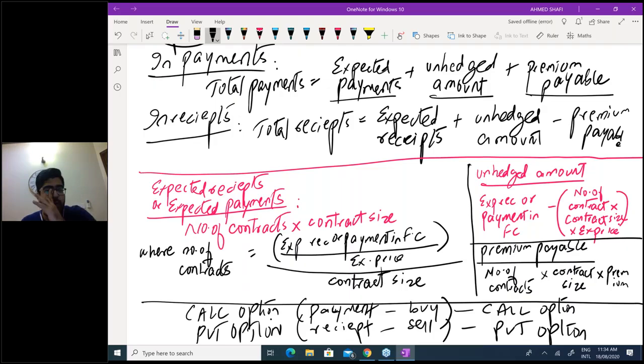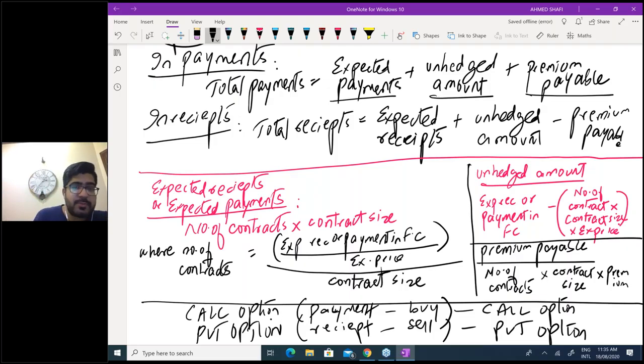There was a question from a student: why are we adding premium at one place and deducting premium at another place? Easy. In payments, when you pay the premium, it increases your payments, so add it. In receipts, when you pay the premium, it reduces your receipts, so deduct it. So you can learn the format that in receipts or payments, it's expected receipts or payments plus unhedged plus premium payable. Now I want you to pay attention carefully. I'm telling you some golden things.